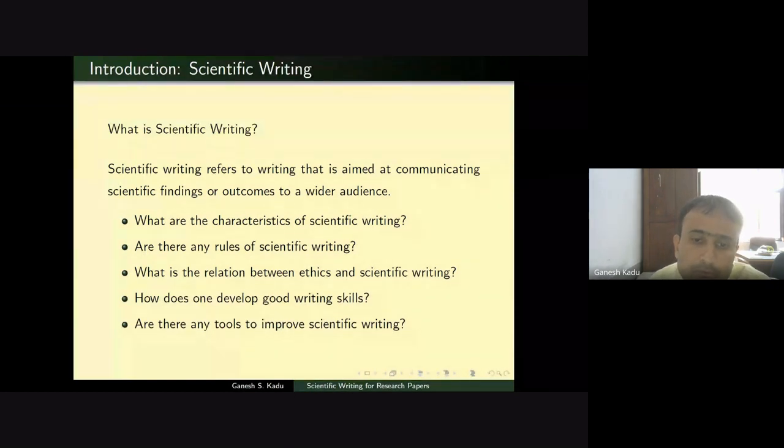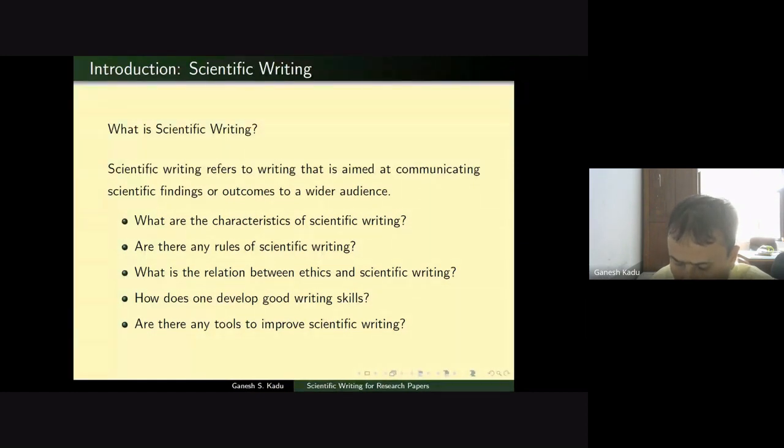Then, are there any tools to improve scientific writing? Some packages maybe to help you write better. So these are the kinds of questions which come to our mind, or which people often ask, and we will try to answer some of these questions.